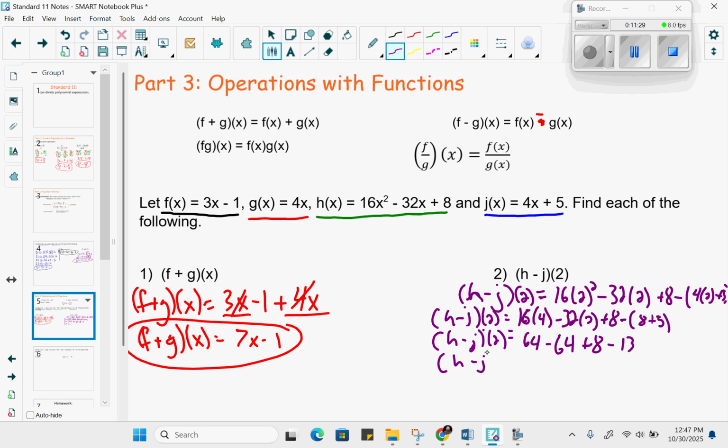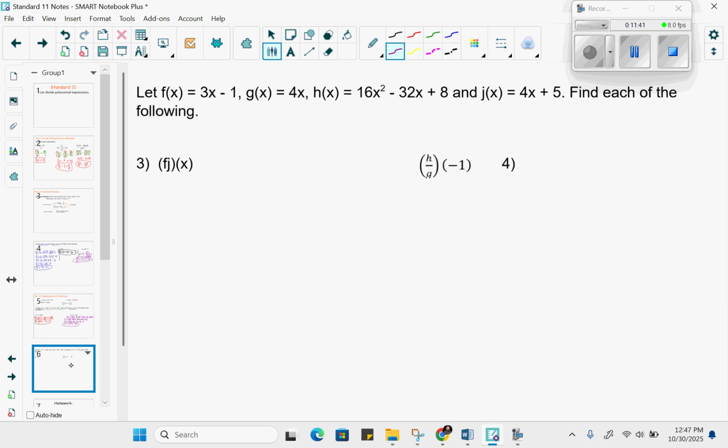h minus j of 2. We're going to just add and subtract. So we'll go 64 minus 64 is 0, plus 8, 8, minus 13, negative 5. It's going to be negative 5. All right, we got 2 more to go.